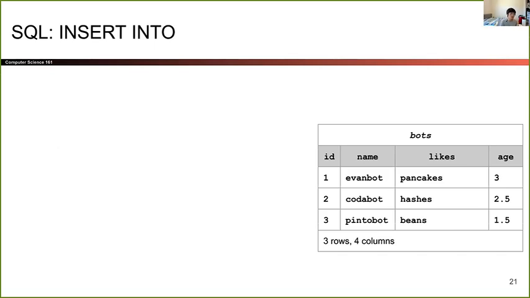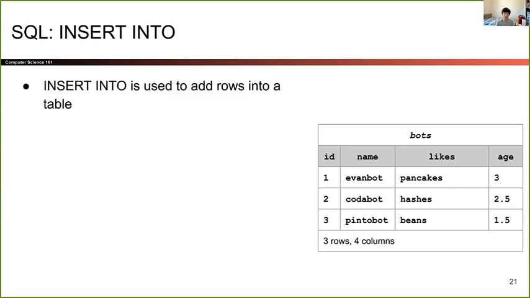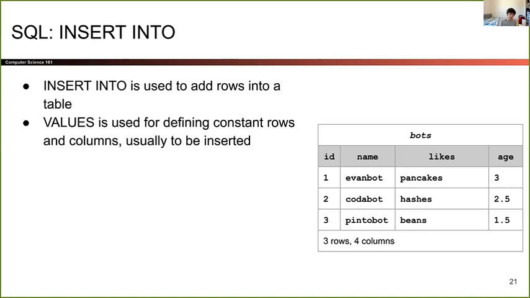There are also some statements that help us to change the data in the database. So the first one we'll talk about is INSERT INTO. This is used to add rows into an existing table. Generally, when we use INSERT INTO, we're also going to see the word VALUES. This is just shorthand for defining some constant rows and columns. And the only time we really want to do this is when we're constructing new rows to be inserted. So you'll generally see them used together.